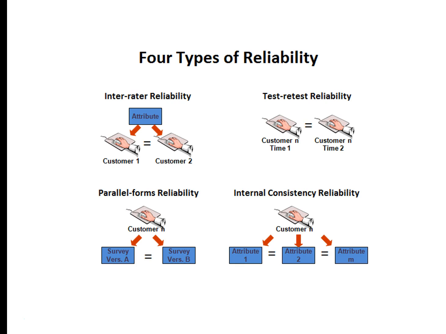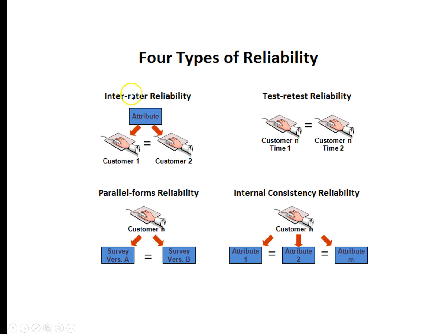So first, let's start with reliability. There are 4 different types of reliability. I'm going to go over each of these types and then we'll talk about them one by one in more depth with some more specific examples. So first we have inter-rater reliability.